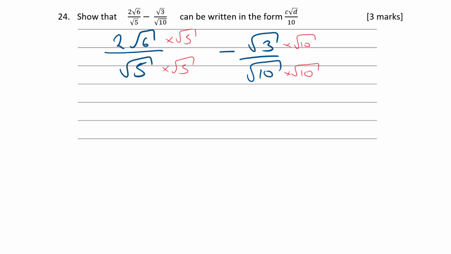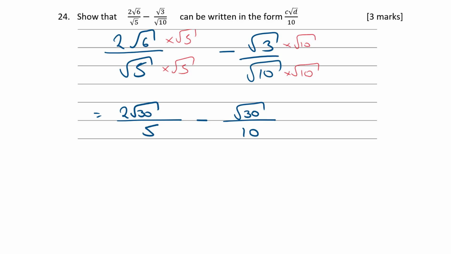So obviously on the bottom, root 5 times root 5 is 5. That's why we're doing it. And on the top, I'm going to have 2 root 6 times root 5, which is the same thing as 2 root 30. And I'm subtracting. So root 10 times root 10 gives me 10 as my denominator. And on the top, I'm going to have root 3 times root 10 again, which is root 30. Okay, so now I've got 2 root 30 over 5 minus root 30 over 10.